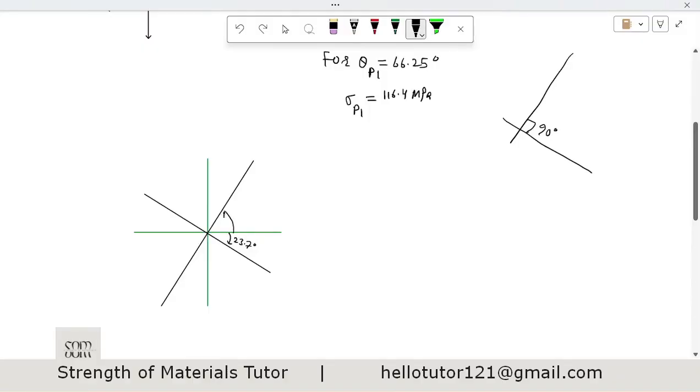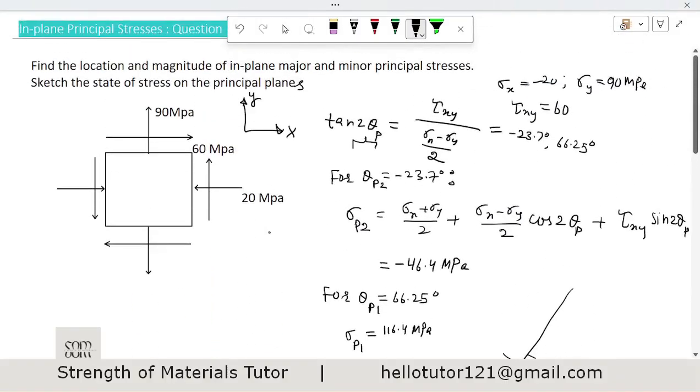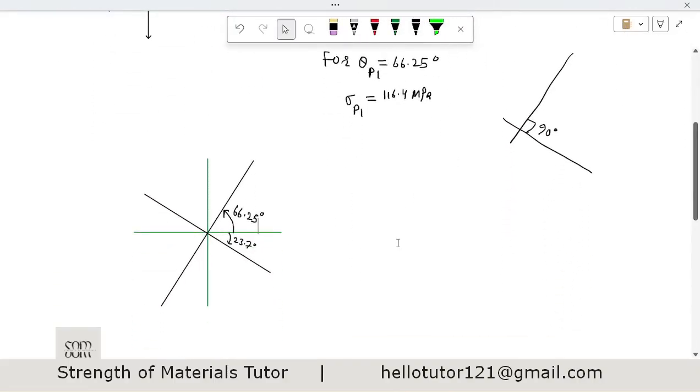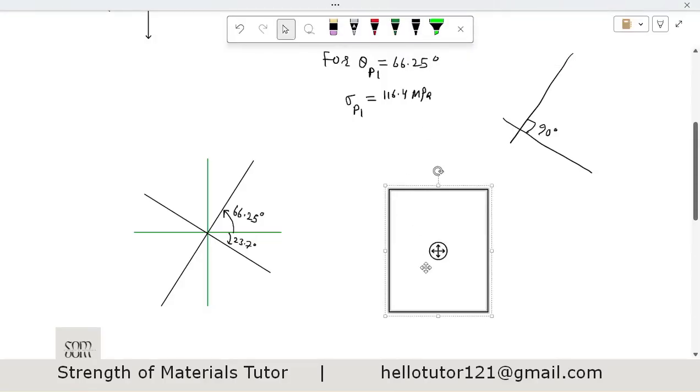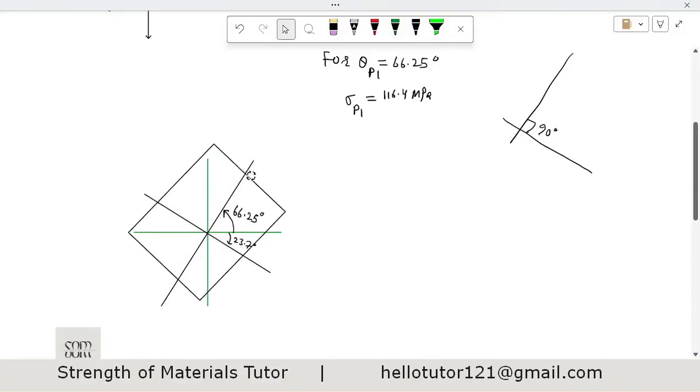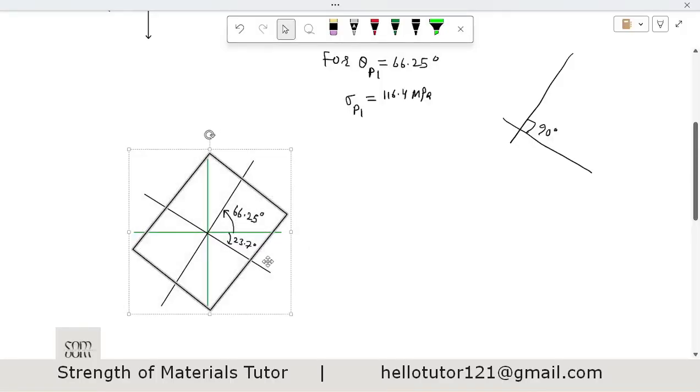66.25 degrees, right? Now this one is what? This one is the major principal. This plane is the major, and this one is the minor. Okay, so if I draw the rotated body on this like this, okay, so we have to draw it like this.